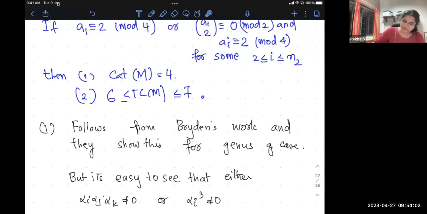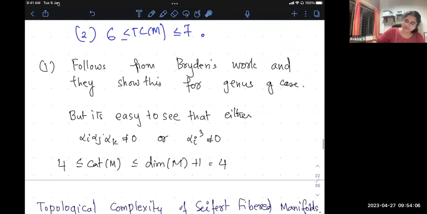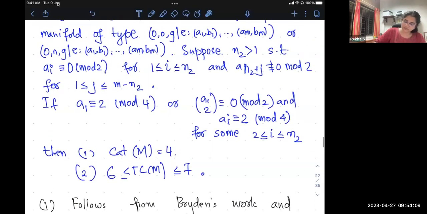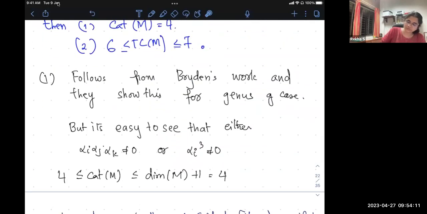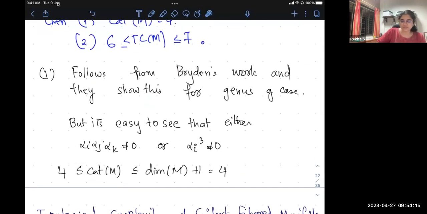So it's just based on how the cohomology works. Under the assumptions that we made, it's not very difficult to show that in one case, either the cup product alpha_i, alpha_j, alpha_k is non-zero, or alpha_i cubed is non-zero. Okay. Which will tell us that cat is bounded below by 4, and the upper bound is just given by the dimension of the manifold. Okay.